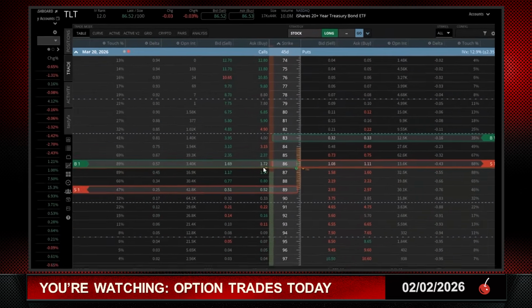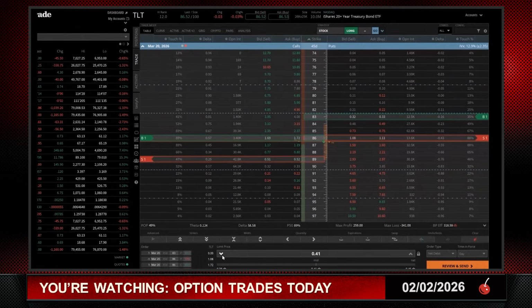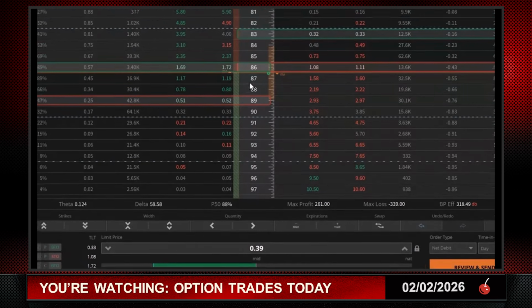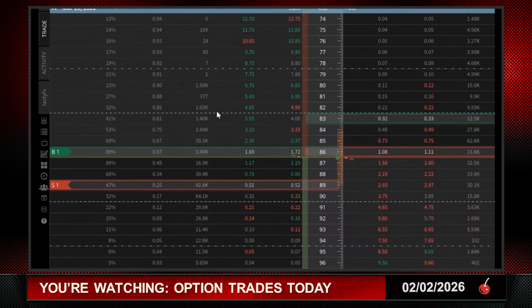Just about 86.52. So what I'm doing here, and I actually got filled at 39, it was a little bit lower than where it is right now. Really, that's irrelevant. What we're looking at right here is a nice stock substitution with very little, if any, or none, extrinsic value being paid. Small size trade for those who have a smaller size account.